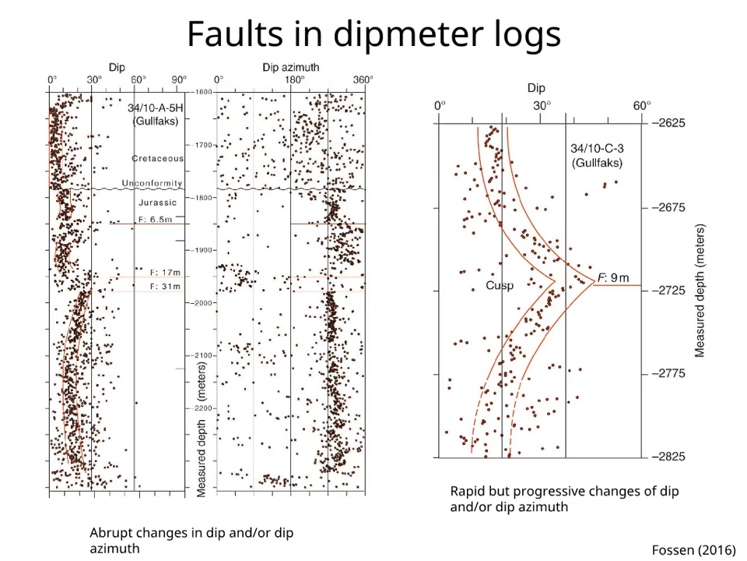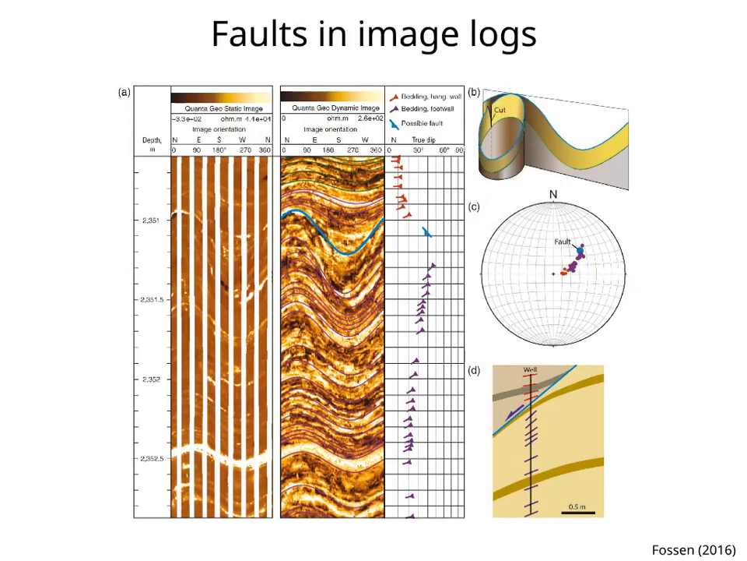At these depths, there are variations in both dip and dip azimuth. The figure to the right shows another example from the Gulfax area. Here, the changes in dip with depth show a cusp geometry, with maximum dip values at the fault. This is related to drag or folding around the fault. Microresistivity images can help identify faults.